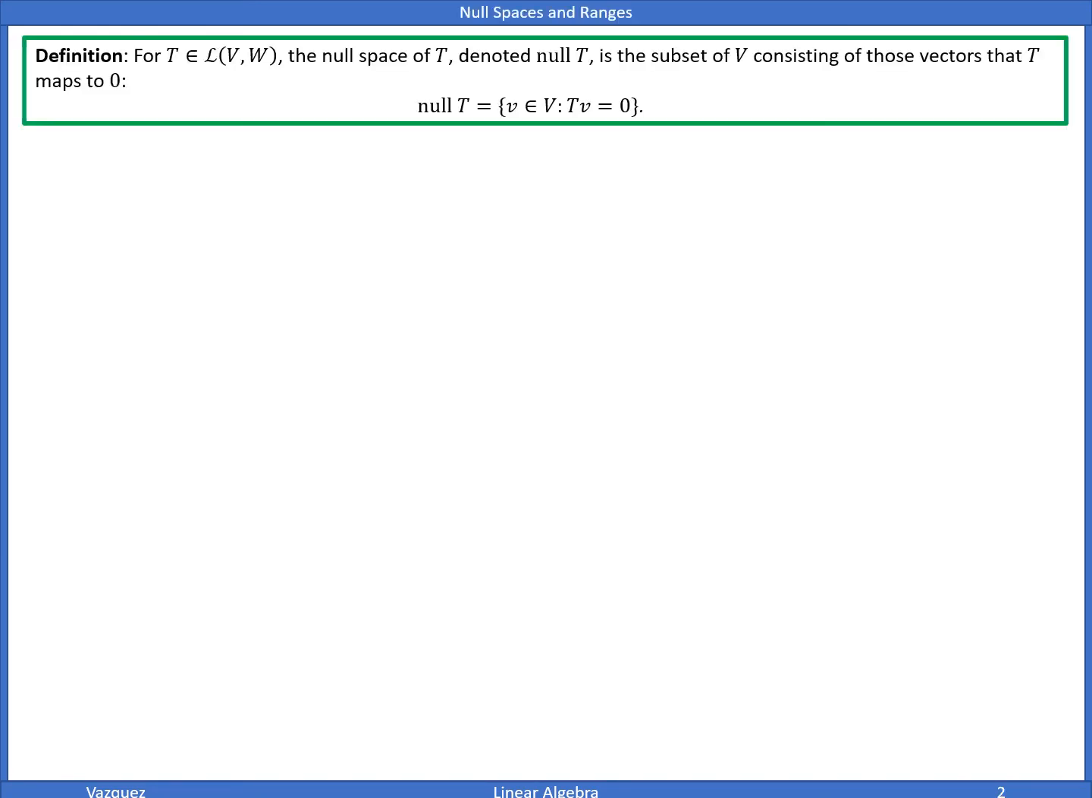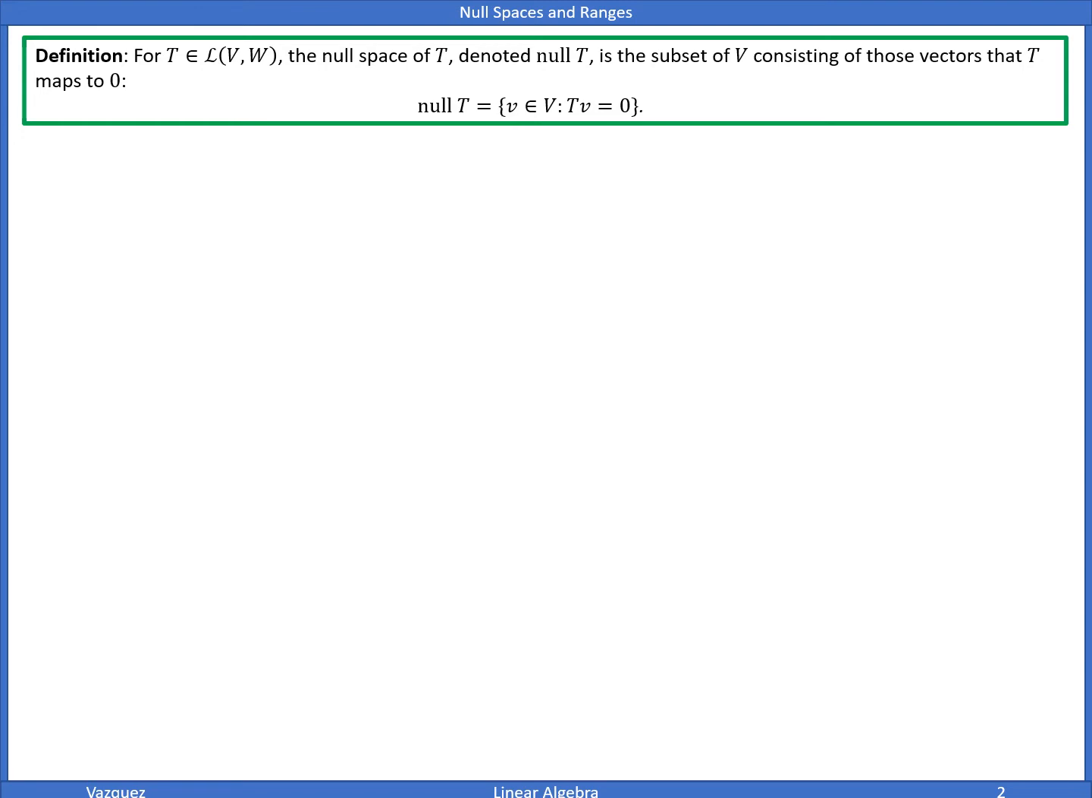And here I can see I don't have the word highlighted. So let's just read the definition for T. So remember that the script L with the V and W right now? That's the set of all linear maps. So for T being a linear map, the null space of T, denoted null T, is a subset of V consisting of those vectors that T maps to 0.